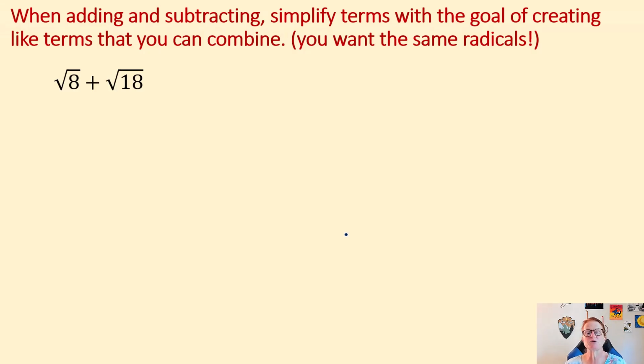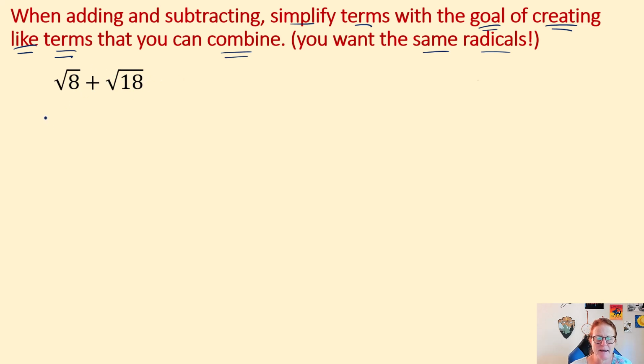When adding and subtracting, we have to simplify terms. And our goal when we do this simplification is we want to create like terms that we're able to combine. Meaning, remember, we want the same radicals or the same surds. What I mean by this, we have the square root of 8 plus the square root of 18. So I'm going to go ahead and simplify these.